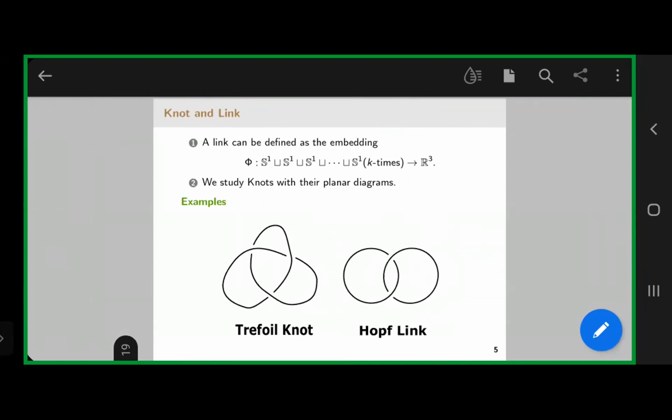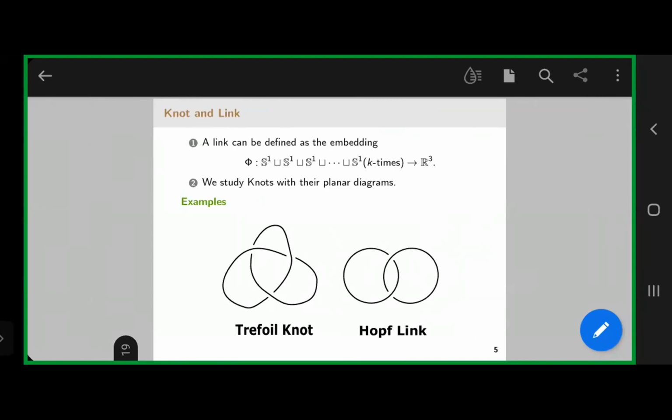First is a torus knot. It's the smallest, simplest knot one can think of. In the first knot, we have only one circle. This is connected, but in the second, the Hopf link, we have two circles. Here, k is equal to 2.